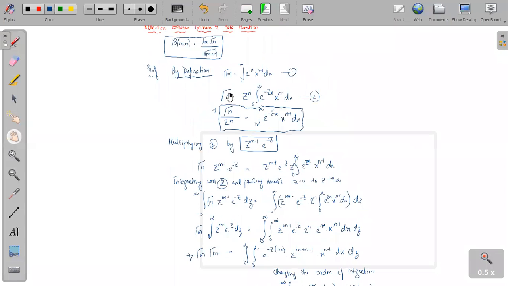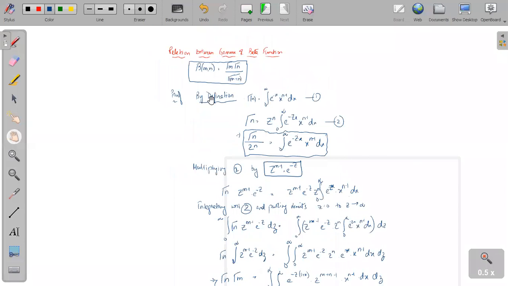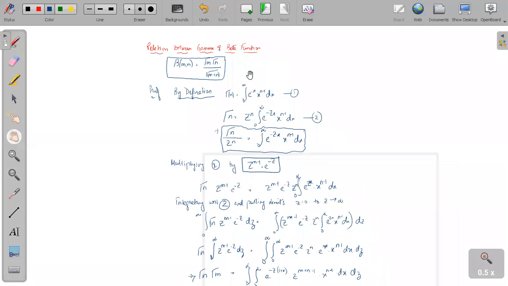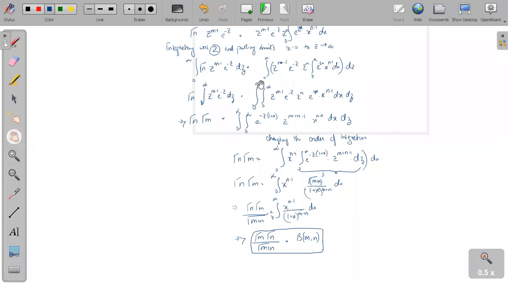If it is not understood, then also it's okay. Ultimately, what is required to us? This part is required to us. Double integration is a bit confusing to me. Yeah, that's what I am saying. If it is not understood, then also it's okay.